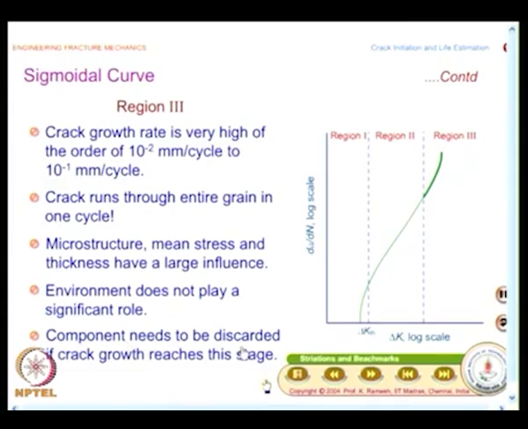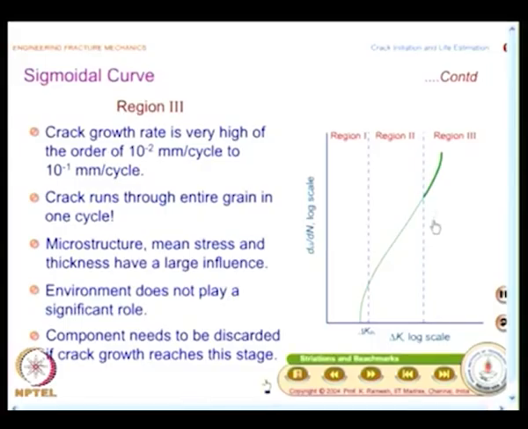Component needs to be discarded if crack growth reaches this stage, that is quite obvious. So, if your Paris law is applied properly, you would be able to say when the crack growth rate increases, and Paris law is valid only up to the end of region 2. So, this is the reason people wanted to incorporate what happens to predict region 3. They have tried to incorporate this as well as the threshold.